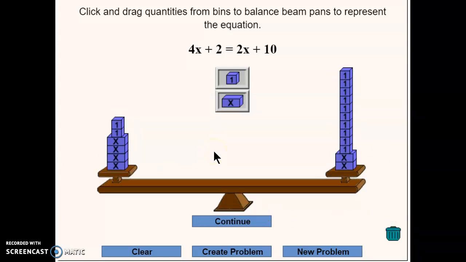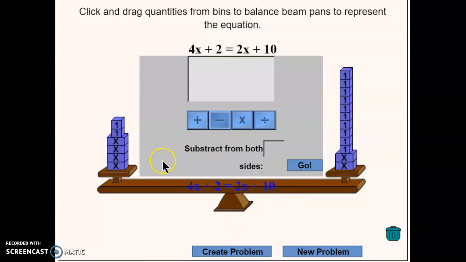Right, so now I have 4x plus 2 on the left hand side, and then I have 2x plus 10 on the right hand side. So we can click continue to solve the equation.